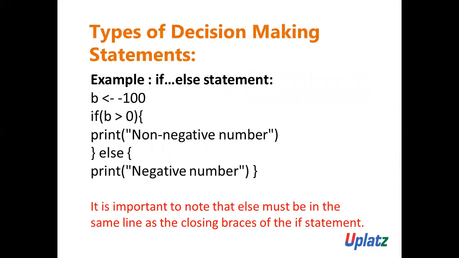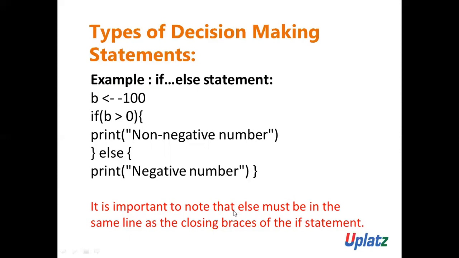So see here, what is this b? Yeah, b is the variable to which we have assigned the value -100. Now if b is greater than 0, then we can say it's a non-negative number, or you can say a positive number. Else, you can say negative number. Got it? If b is greater than 0, then you can say it's not a negative number. Else, you can say it's a negative number. So focus here on how we need to write it.